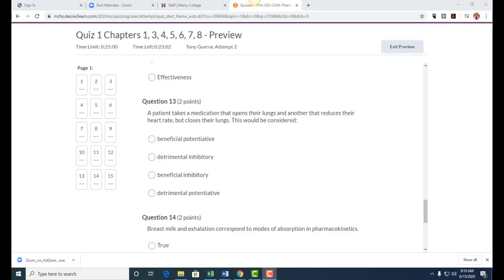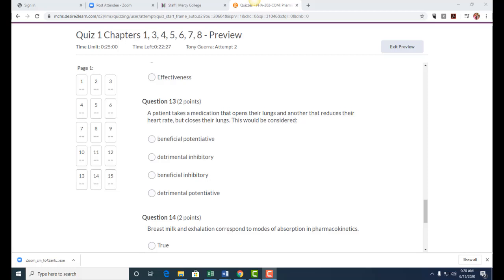Beneficial inhibitory was when we had naloxone, and it was blocking the respiratory depression from opioid overdose. So it's an inhibition of that opioid overdose. But it's a good thing that we're blocking it and trying to save the patient from the respiratory depression. And then the last one was detrimental potentiative. When we had the patient with warfarin and aspirin, and both are working together, they're potentiative, that is, the aspirin and warfarin work together to cause bleeding, and that's detrimental because it's bad.